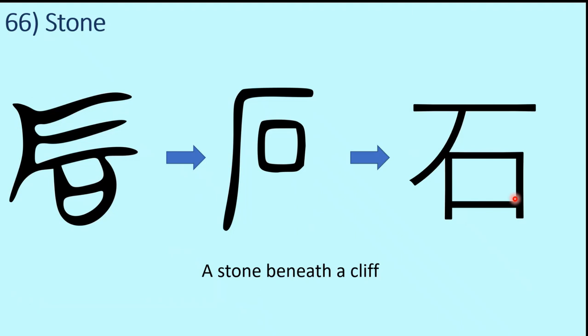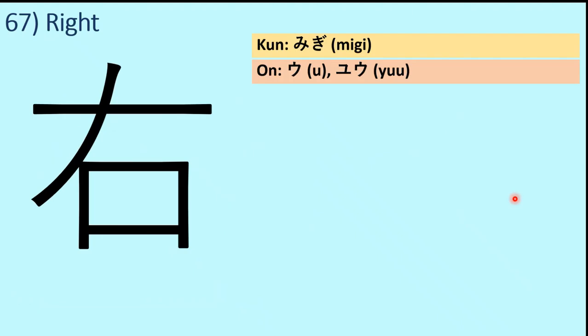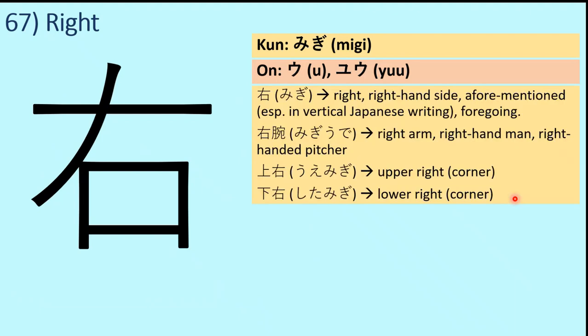Now let's move on to the second kanji character for today's lesson, which is right. That is the right side or right direction. Kunyomi, we call it migi. In onyomi, we call it u or you. The meanings of migi: right hand side, aforementioned, especially in vertical Japanese writing, or foregoing.